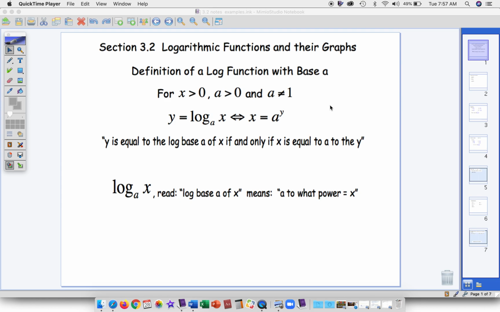Welcome back, Pre-Calc Plus students. Today we're going to continue on with section 3.2 on log functions and their graphs.